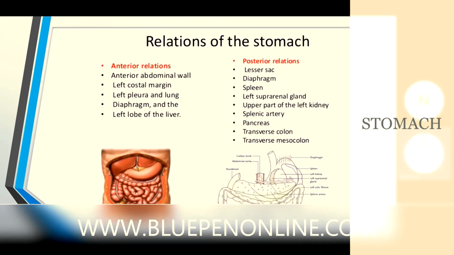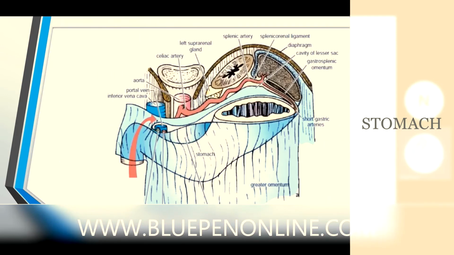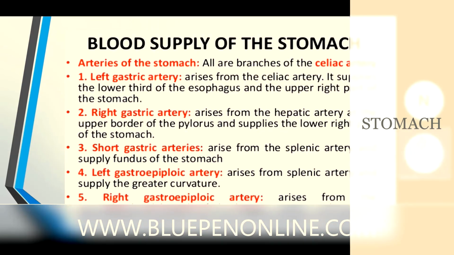Then next about the relations, what all organs are related to the stomach. Anteriorly, what are the organs? Anteriorly, the abdominal wall, left costal margin, left pleura and lung, diaphragm, left lobe of the liver. Then posterior relations. Posteriorly, lesser sac, diaphragm, spleen, left suprarenal gland, upper part of the left kidney, splenic artery, pancreas, transverse colon, transverse mesocolon. So these are the structures forming the bed of the stomach. That is very important.